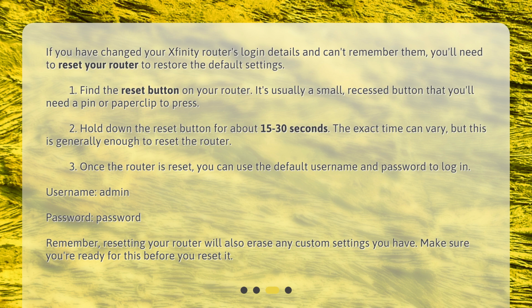2. Hold down the reset button for about 15 to 30 seconds. The exact time can vary, but this is generally enough to reset the router. 3. Once the router is reset, you can use the default username and password to log in. Username: admin. Password: admin. Remember, resetting your router will also erase any custom settings you have. Make sure you're ready for this before you reset it.